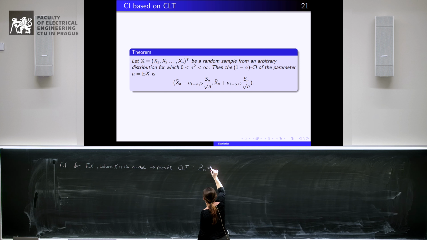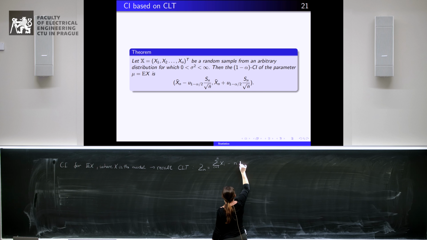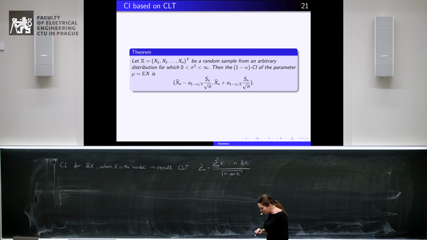The central limit theorem says that the random variable Z_n, which is the sum of many random variables which are independent and identically distributed, minus n times the expected value of each of them, for example X1, over the square root of the variance of the sum, which is n times the variance of each of these random variables, goes to a random variable with standard normal distribution.